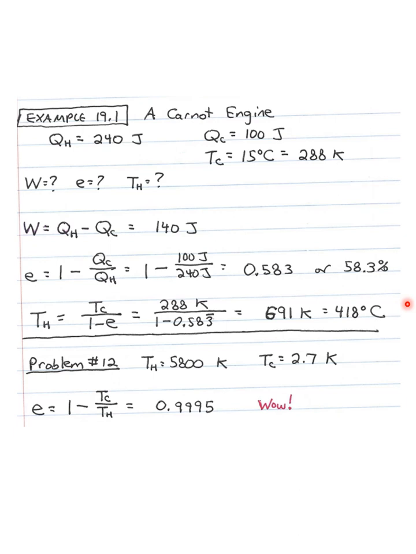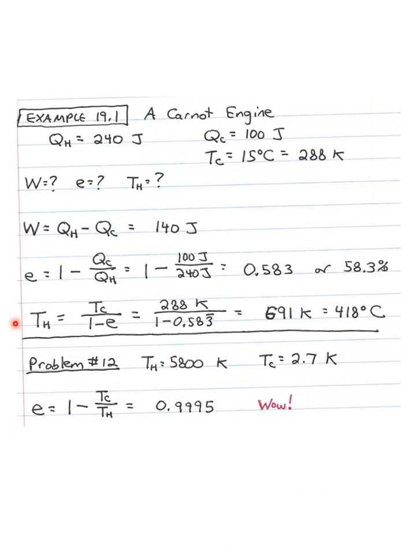And finally, T sub H is, well, using the Carnot efficiency equation, but solving it for T sub H. And I haven't shown you that algebra, but hopefully you can take it from the original equation to this for T sub H. It's T sub C over 1 minus E. So 288 Kelvin over 1 minus 0.583 repeating, which is the efficiency, and we get 691 Kelvin. Now, since the information in the question was provided in Celsius, we should convert back to Celsius, so 418 degrees Celsius.